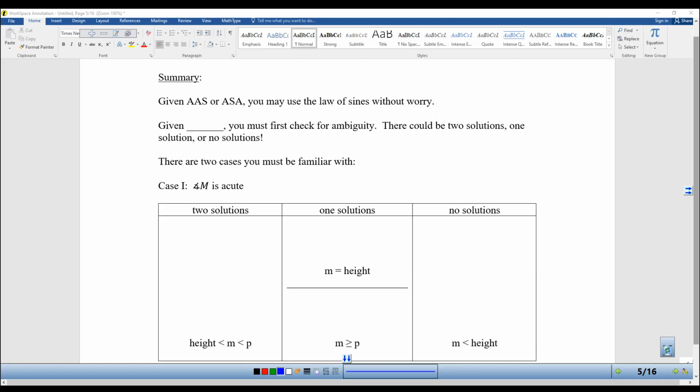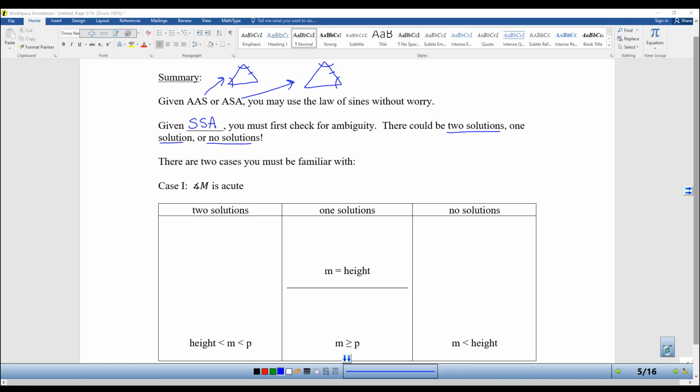Before we do some more examples, I just want to give a little summary to you. I think it might help you see how it all fits together. So if you're given angle, angle, side, remember that notation from geometry? That's where you have an angle, and then another side. Or if you're given angle, side, angle, that means you're given an angle, the side in between, then the other angle. You can use the law of sines without worry. But if you're given a side, and then just a single angle, that's when you have to check for this thing that they're calling ambiguity. That's when there could be two solutions, or one solution, or no solutions.